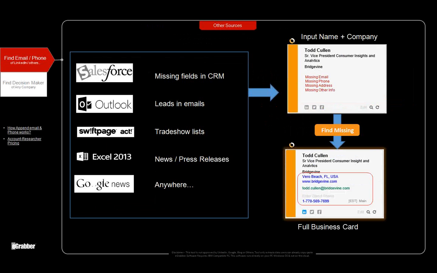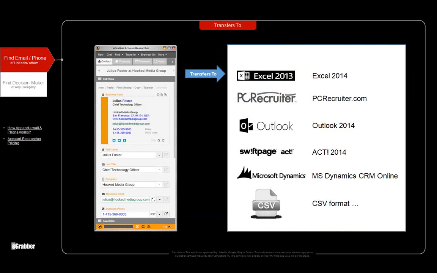That's the account researcher. So you can take a name and a company from anywhere and get a full business card that you can use along with the name and the phone number. And once you're done with that business card, you can easily transfer it to any of your CRMs, whether it's Microsoft Dynamics, whether it's Salesforce, Excel, wherever it is.